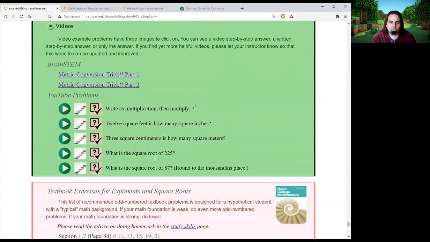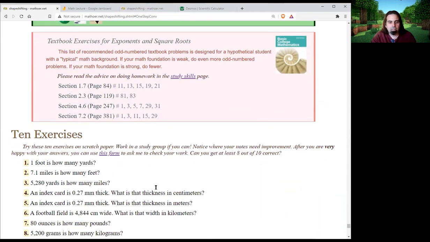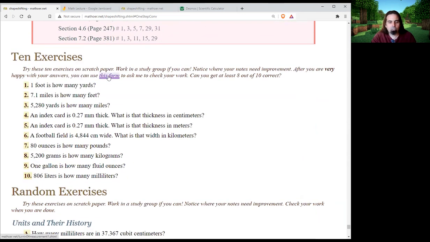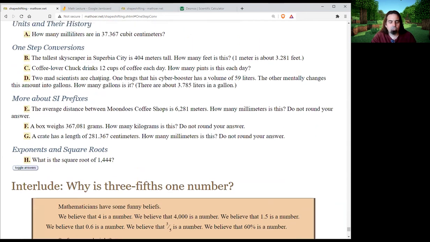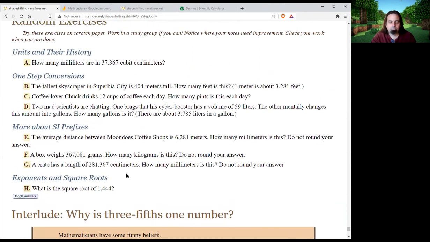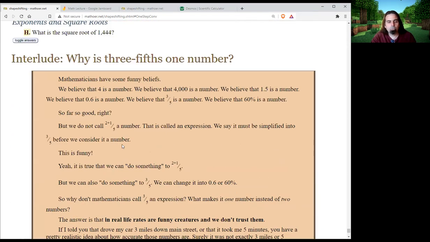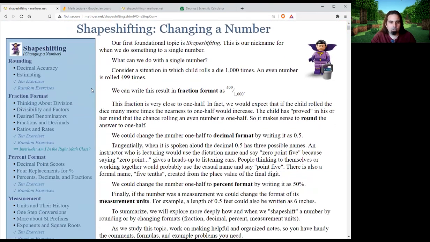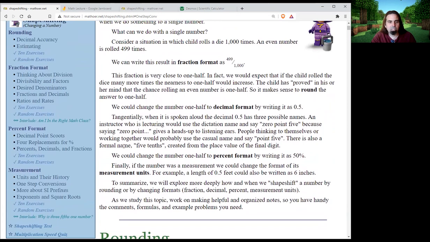And we have videos, we have example problems, we have homework things to do. Some of these you could actually do because they're in the free section, chapter 1. And then when you're done, there are 10 exercises for shape-shifting measurement and some random exercises to try. There's an interlude that you can read on your own. And ta-da, we are now done with shape-shifting. We've seen a whole topic already just in 2 weeks because it's kind of a short review topic.